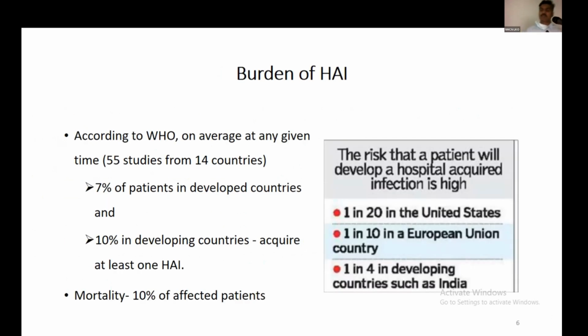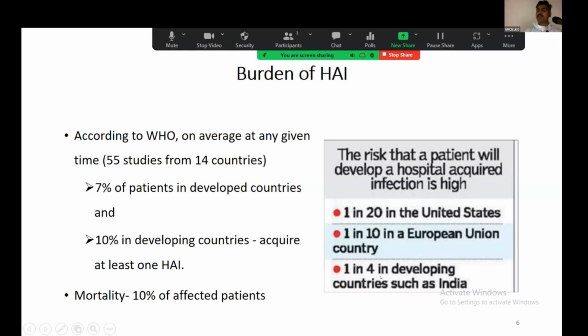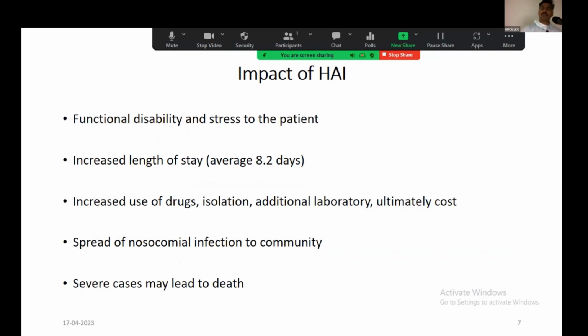So what is the burden of hospital-acquired infection? According to WHO, which published a study of 55 studies in 14 countries, 7% of patients in developed countries and 10% in developing countries acquire at least one hospital-acquired infection during their stay, and the mortality is around 10%. The right side snapshot shows the number of patients developing hospital-acquired infection out of the total patients admitted in the hospital. In India, 1 in every 4 patients develops hospital-acquired infection according to WHO data. So what does it cause?